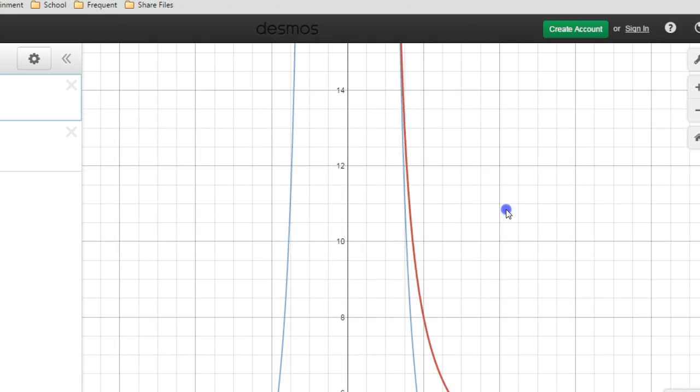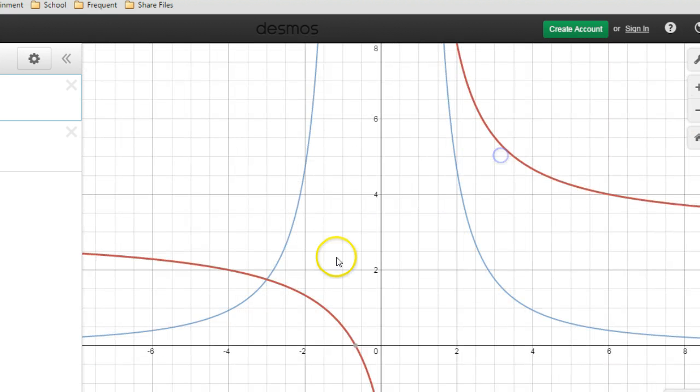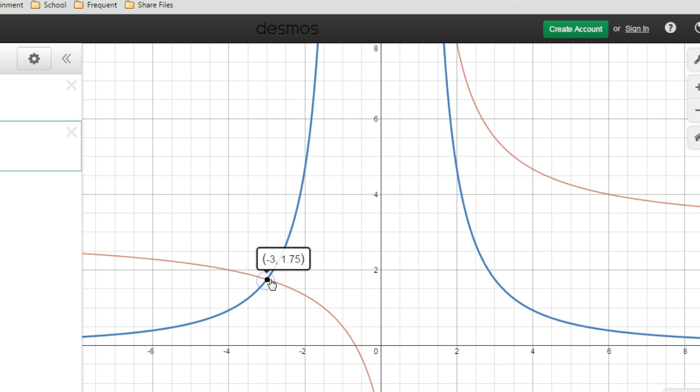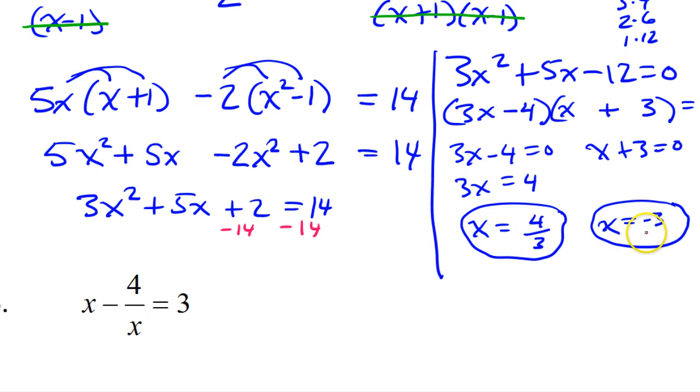And the other intersection point is down here. Keep missing it. There it is. -3. And there's my -3.